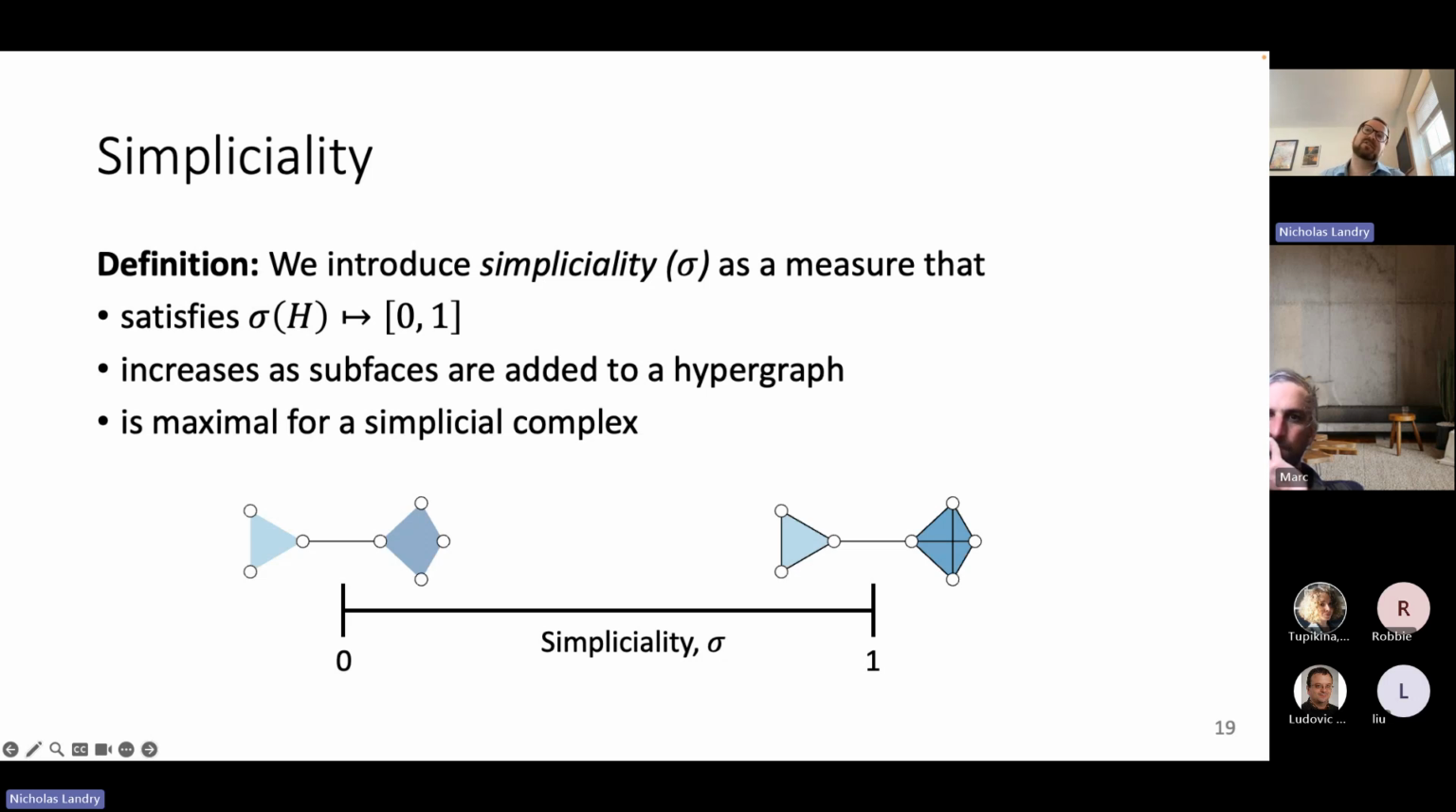So to do that, we first need to talk about what we mean by simplicial. And so we introduce simpliciality as a measure that takes a hypergraph and maps it to the interval 0, 1. And it should increase as you add subfaces to a hypergraph, as you become more like a simplicial complex. And by definition, a simplicial complex should be maximal because all of its subfaces are included. So notice that on this spectrum here, I've got a hypergraph that has none of its subfaces in it. And then on the right-hand side, we see a simplicial complex that has all of its subinteractions.